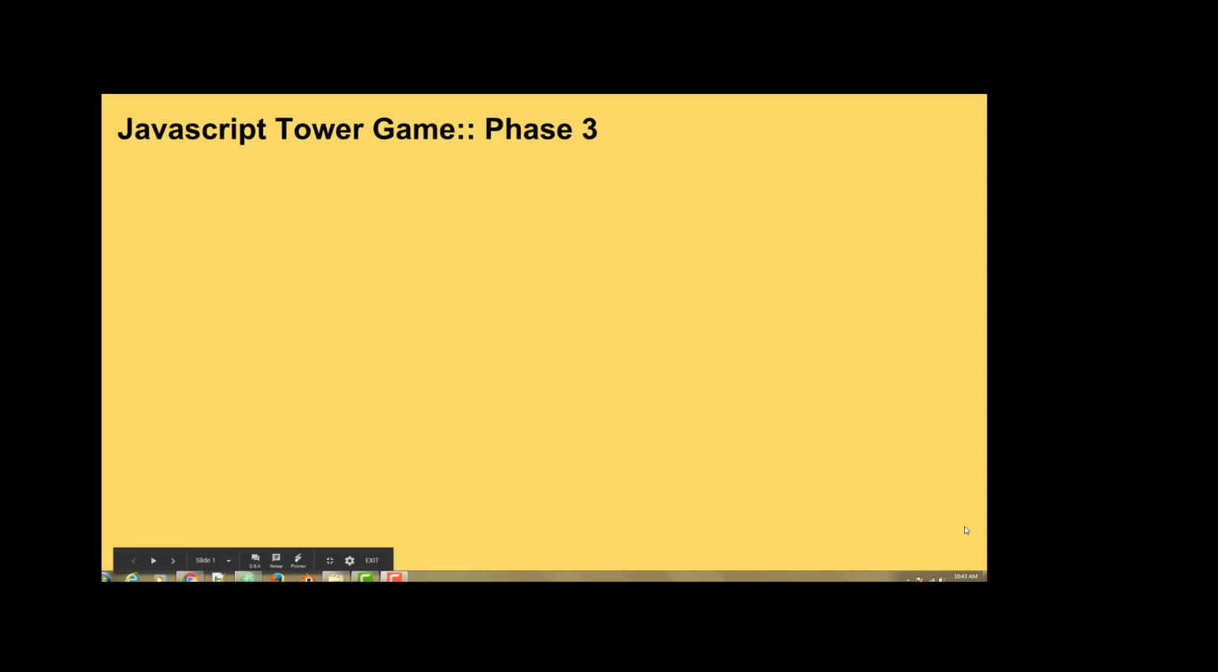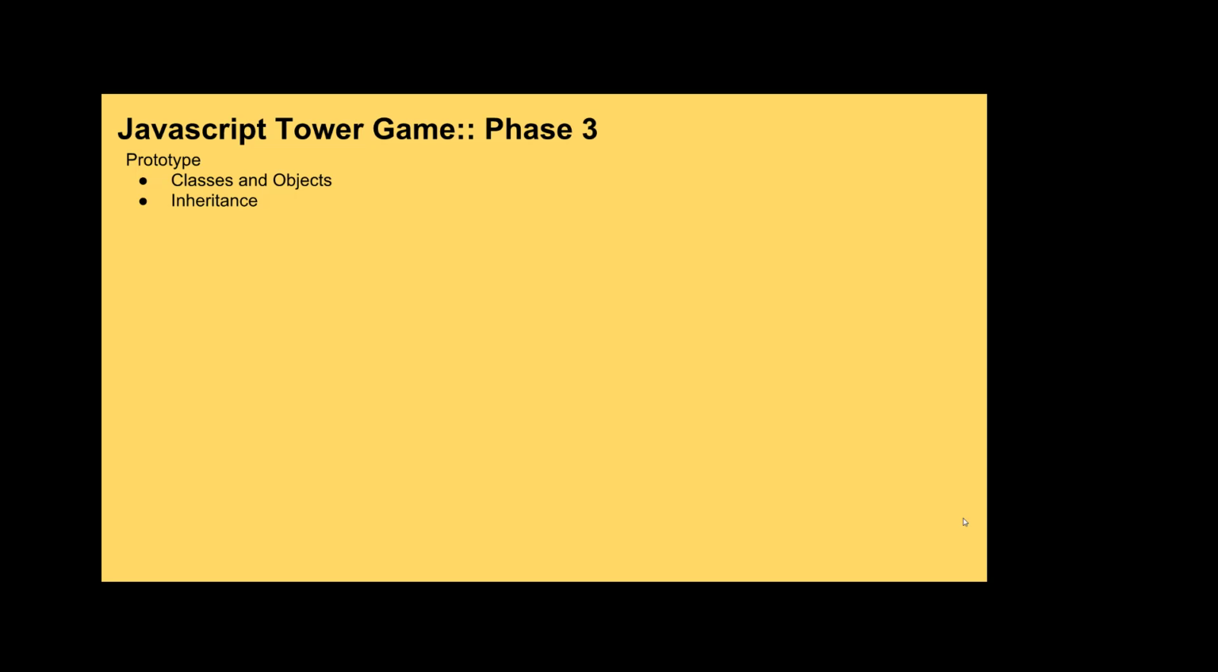Okay, welcome back. We're going to go ahead and start phase 3 of our JavaScript tower game, and I'm going to talk a little bit about what we are going to be covering in this next series of videos. First of all, we're going to talk throughout about how we make objects in JavaScript. Technically, there are no classes in JavaScript. So in Java, for instance, or in C++, we create a class which works as a kind of template, and from that class, we make objects.